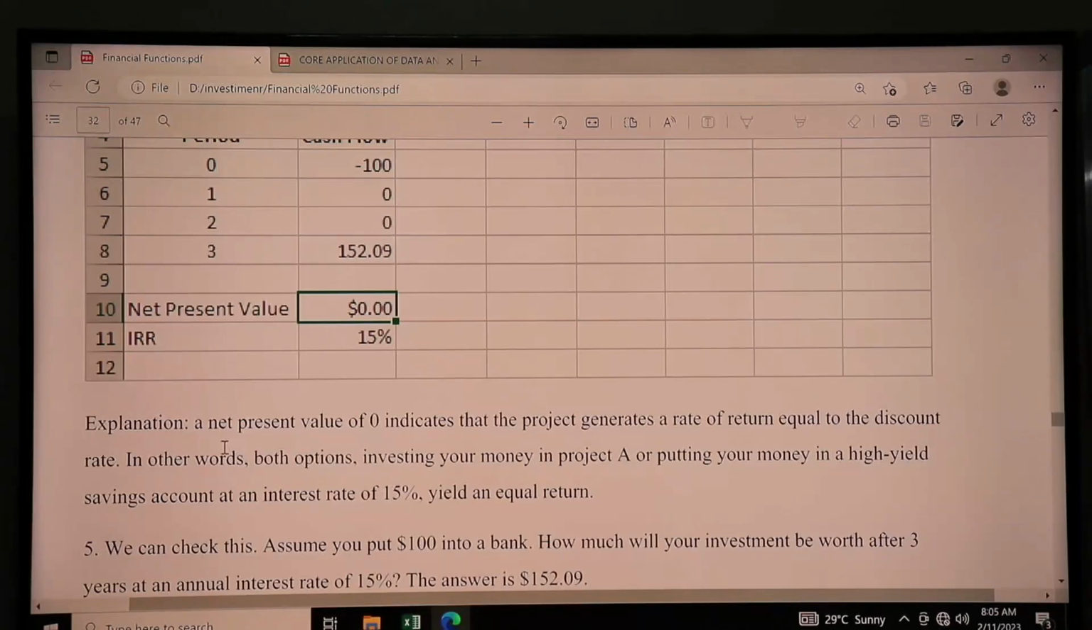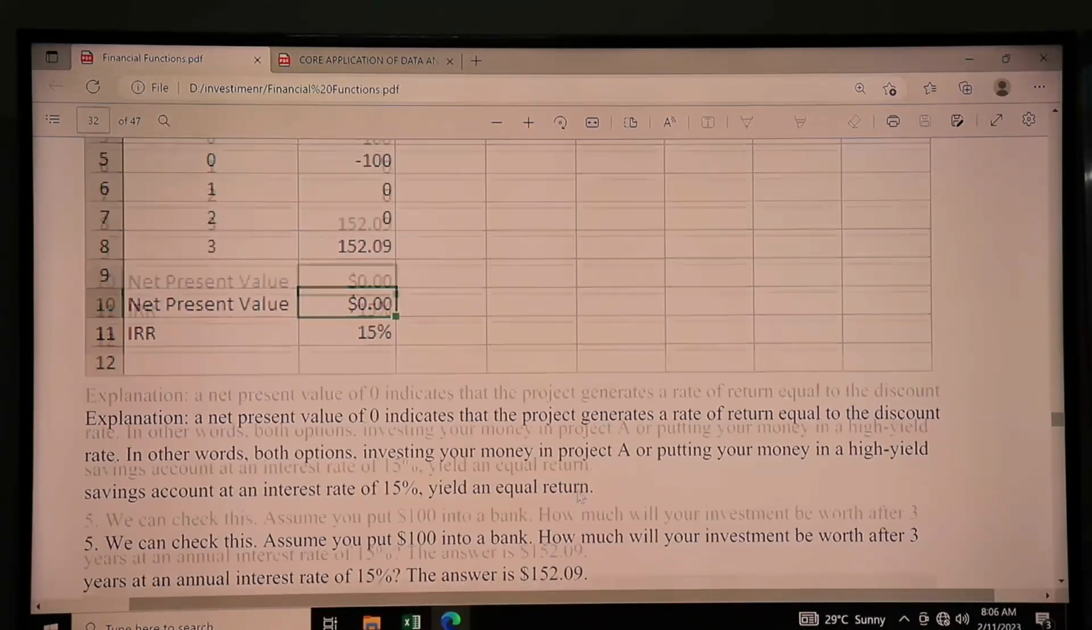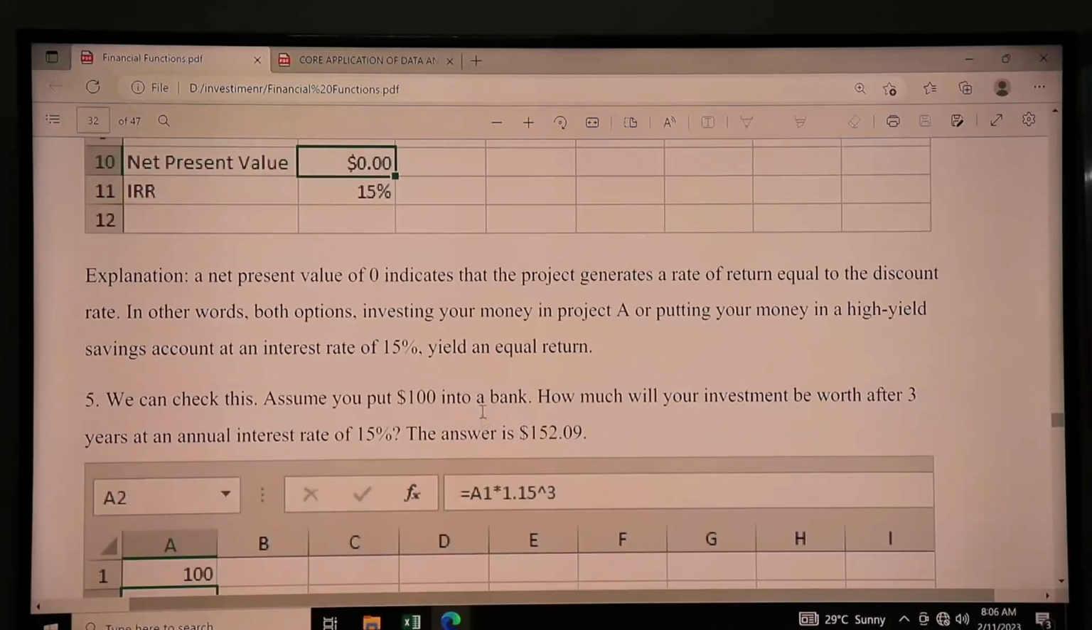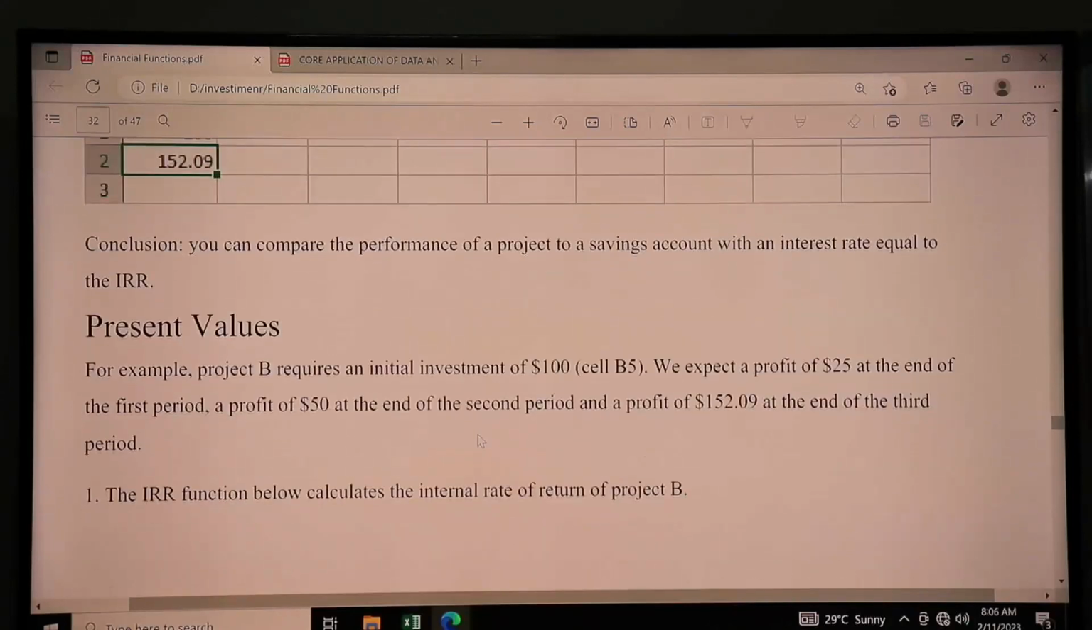So the explanation of this value that we got here indicates that the project generates a rate of return equal to the discount rate. In other words, both options, investing your money in a project or putting your money in a high yield savings account at an interest rate of 15%, yield an equal return. So we have already checked that and we have seen it's true.